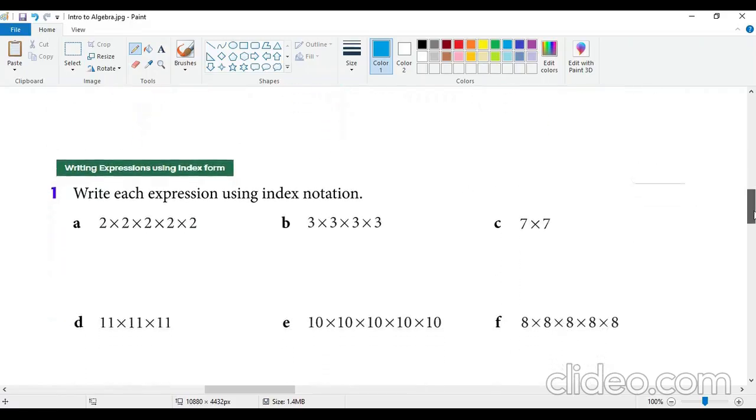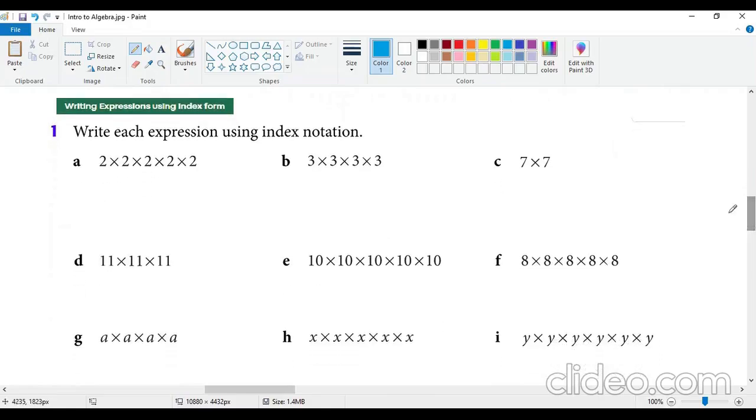This is the last topic. Write each expression using index notation. So this is 1, 2, 3, 4, 5. You write 2 power 5. Index notation is this one. 3 power 4, 7 square, and 11 cube.